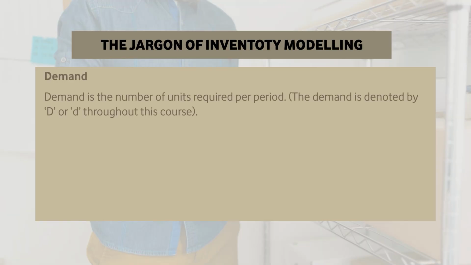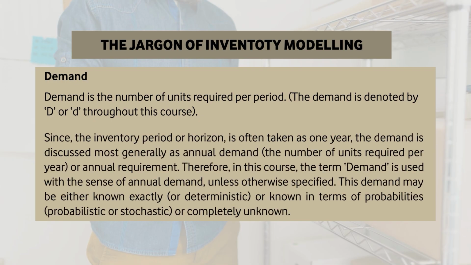The next item is demand. Demand is the most vital item, that is, how much to demand. Demand is the number of units required per period, and generally the period is taken as a year. Since the inventory horizon is often taken as 1 year, demand is discussed most generally as annual demand, the number of units required per year, or annual requirements. Therefore, in this course, the term demand is used in the sense of annual demand, unless otherwise specified.